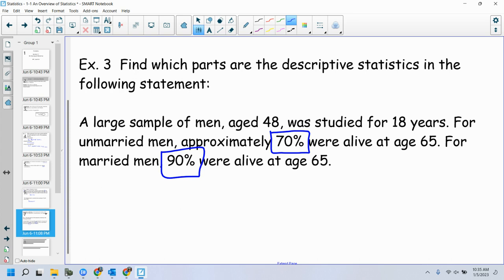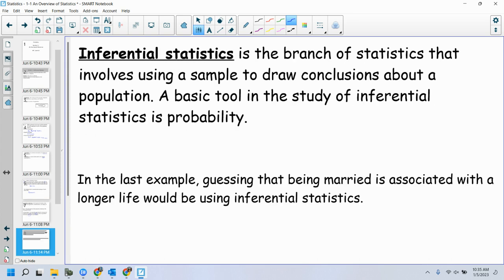Okay. Now, could you make an assumption based on this? Yeah, but that takes it away from descriptive statistics. That is no longer descriptive. Once you start making opinions, once you start making decisions, once you start making inferences, then it's no longer descriptive statistics, it's something else. It's inferential statistics. Inferential statistics is the branch of statistics that involves using a sample to draw conclusions about a population.